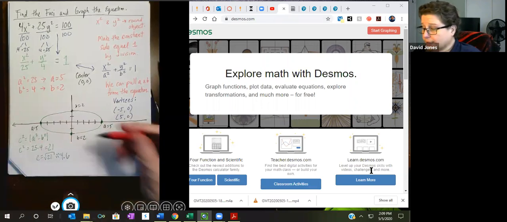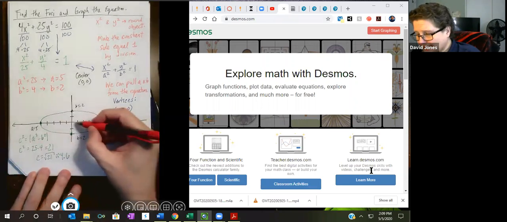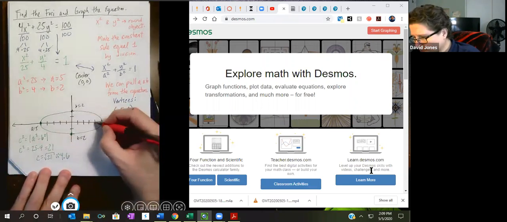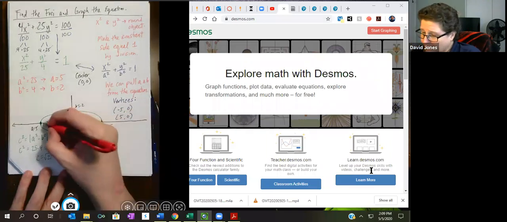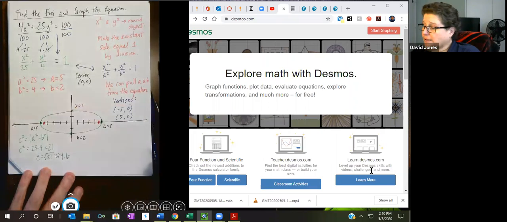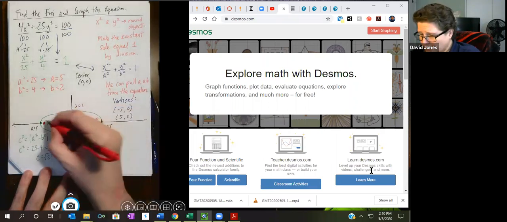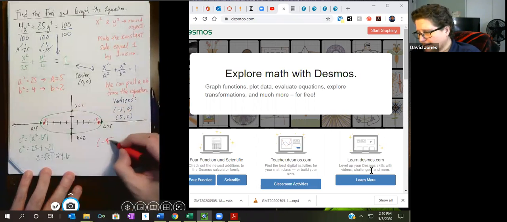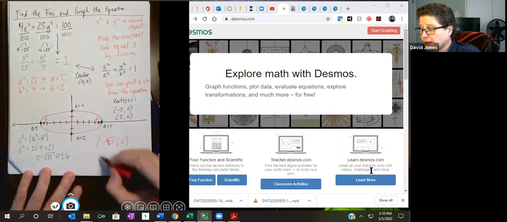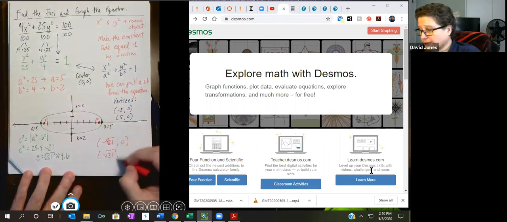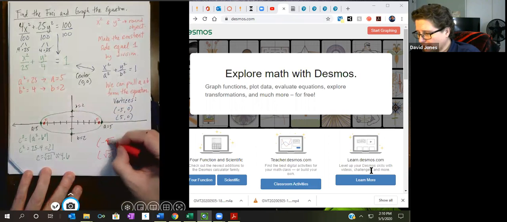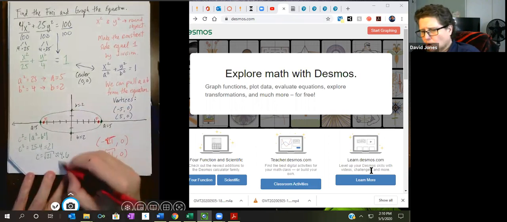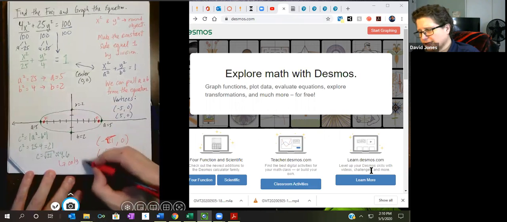The focal points are exactly c units away from the center. This is 4.6, and we'll have -4.6. So that's a focal point, that's a focal point, but probably better off keeping accurate: negative square root of 21, 0, and square root of 21, 0. That's probably the best choice. Only do this to graph.